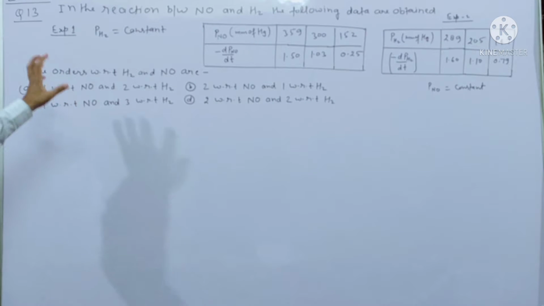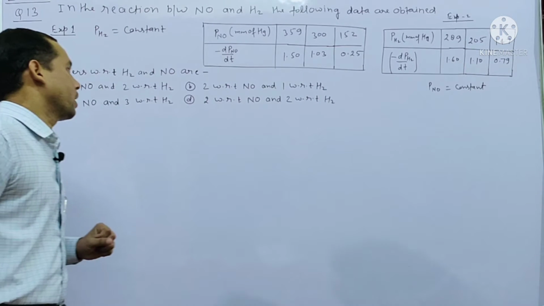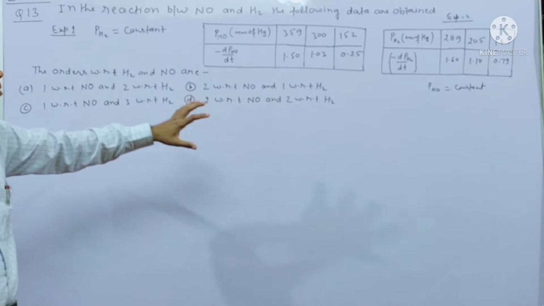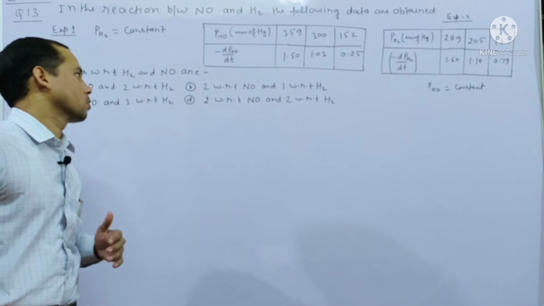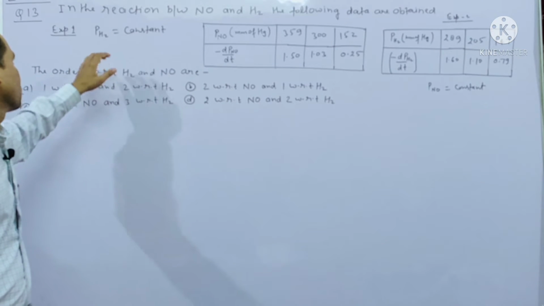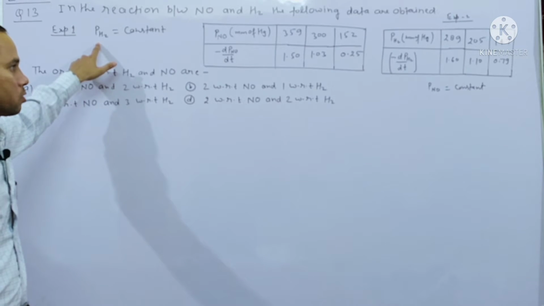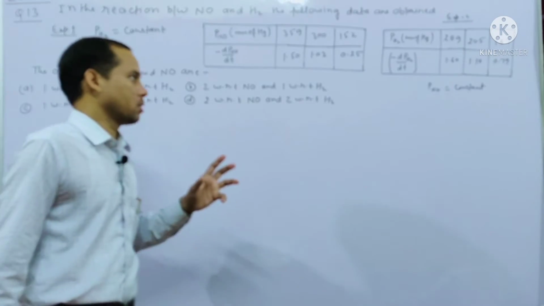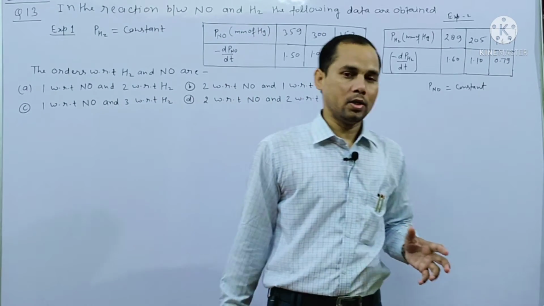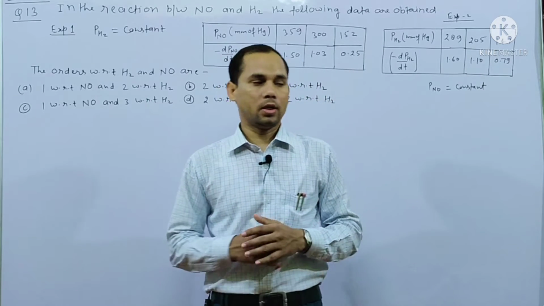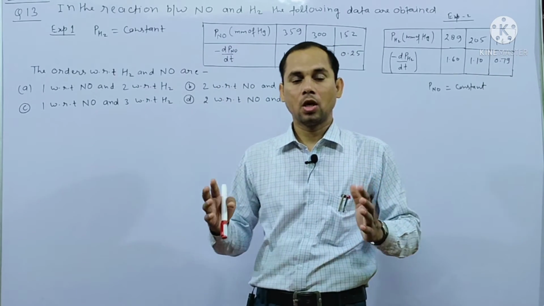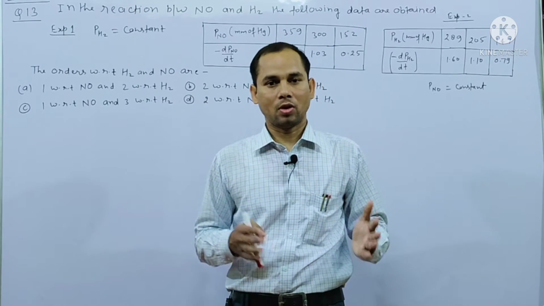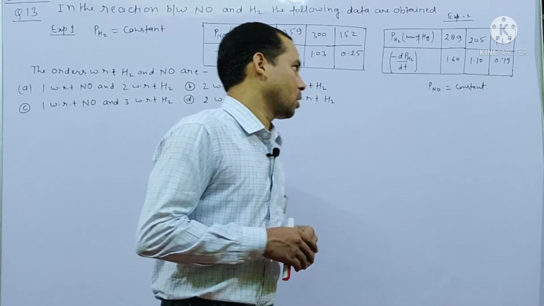In the reaction between NO and H2, the following data are obtained. We are given experiment 1 and experiment 2. Here the pressure of H2 is constant, and here the pressure of NO is constant. The rate of reaction is given in terms of pressure. As we already defined, the rate of reaction means the change of concentration or pressure, of either the reactant or the product, with respect to time.